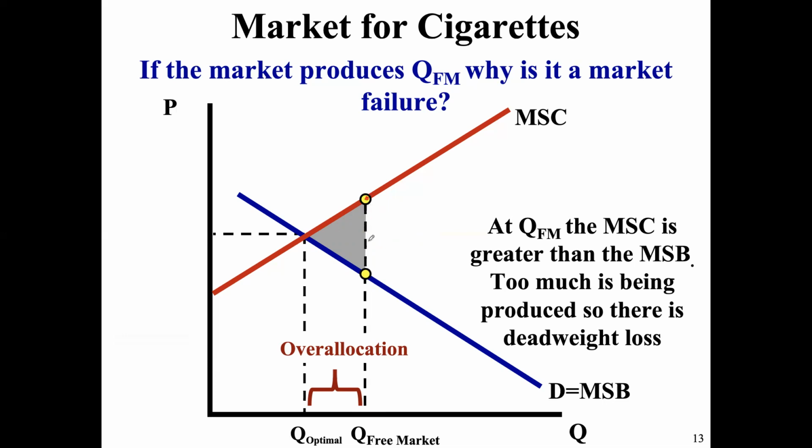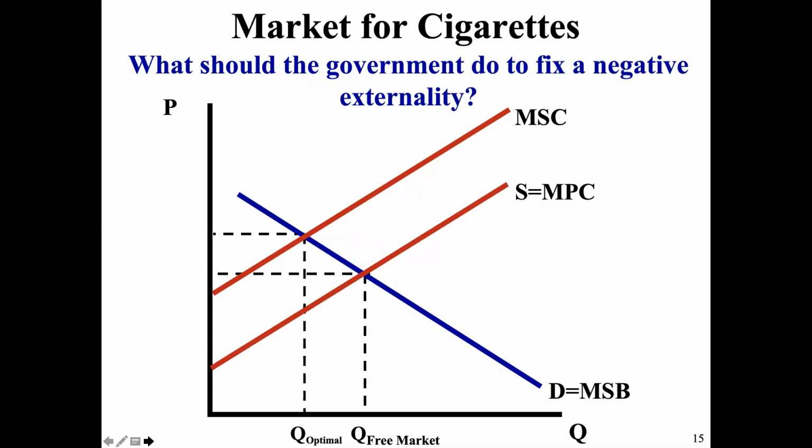And then in this case, the gap between your marginal social cost and your marginal social benefit, that's how you would draw the deadweight loss triangle. So next question is, how do we fix it? The answer is tax it.